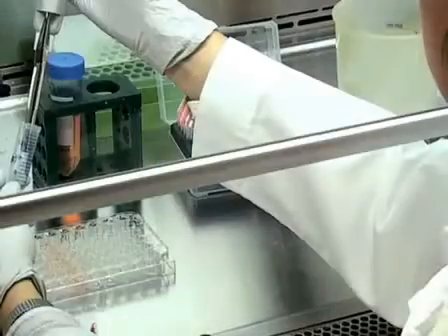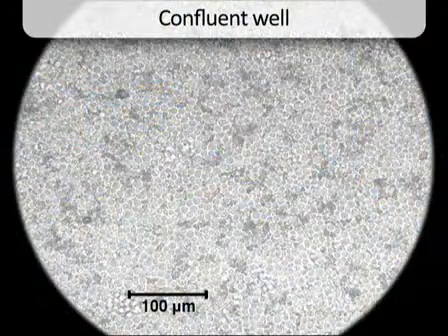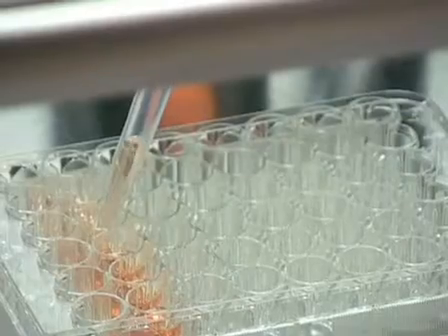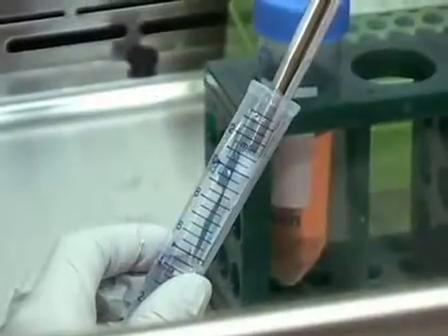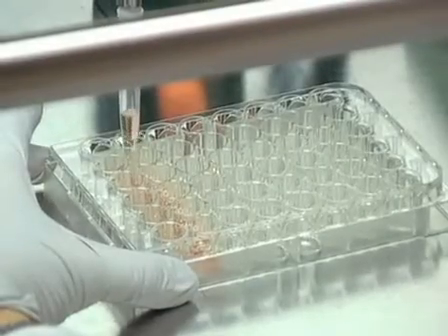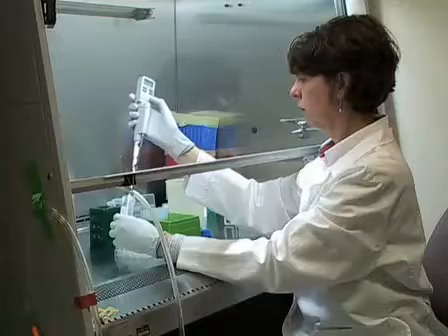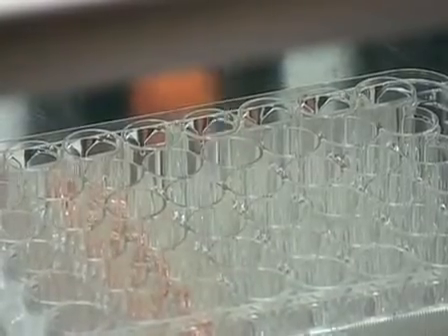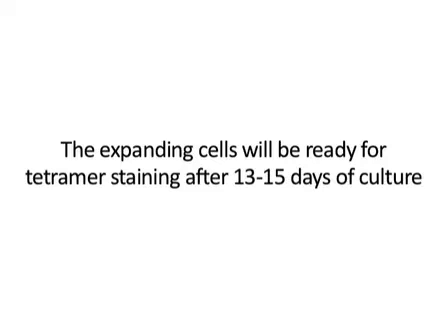After 7 days, add 50 microliters of hemogen IL-2 to each well. On each subsequent day, monitor cell growth using a microscope. Feed wells that are not yet confluent by removing half of the media, adding fresh media, and 50 microliters of IL-2. Split confluent wells by resuspending the cells, moving half of the cells to an empty well, adding fresh media, and 50 microliters of IL-2. Return cells to incubator. The expanding cells will be ready for tetramer staining after 13 to 15 days of culture.